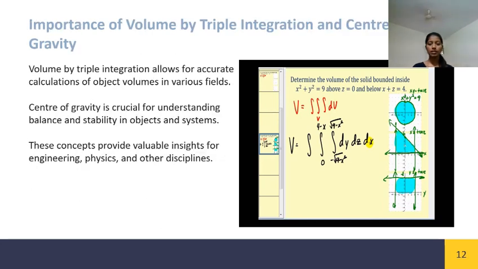Importance of volume by triple integration and center of gravity. Volume by triple integration allows for accurate calculations of object volumes in various fields. Center of gravity is crucial for understanding balance and stability in objects and systems. These concepts provide valuable insights for engineering, physics, and other disciplines.